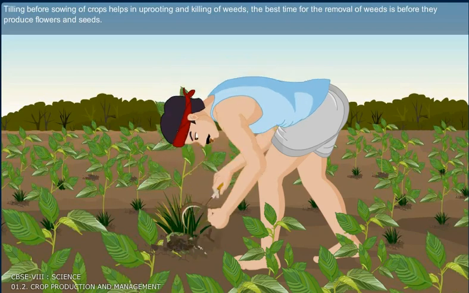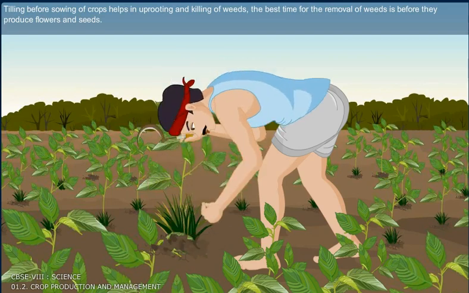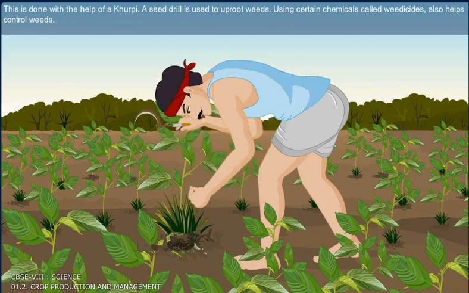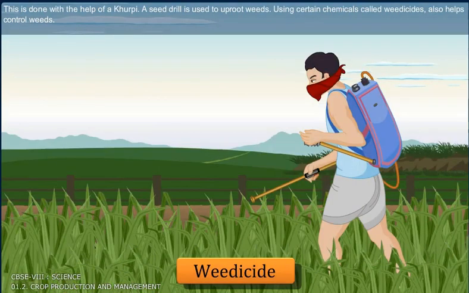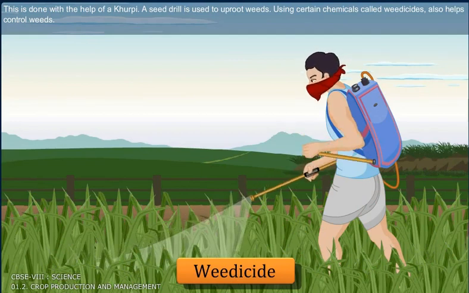Tilling before sowing of crops helps in uprooting and killing of weeds. The best time for removal of weeds is before they produce flowers and seeds. This is done with the help of a khurpi. A seed drill is used to uproot weeds.